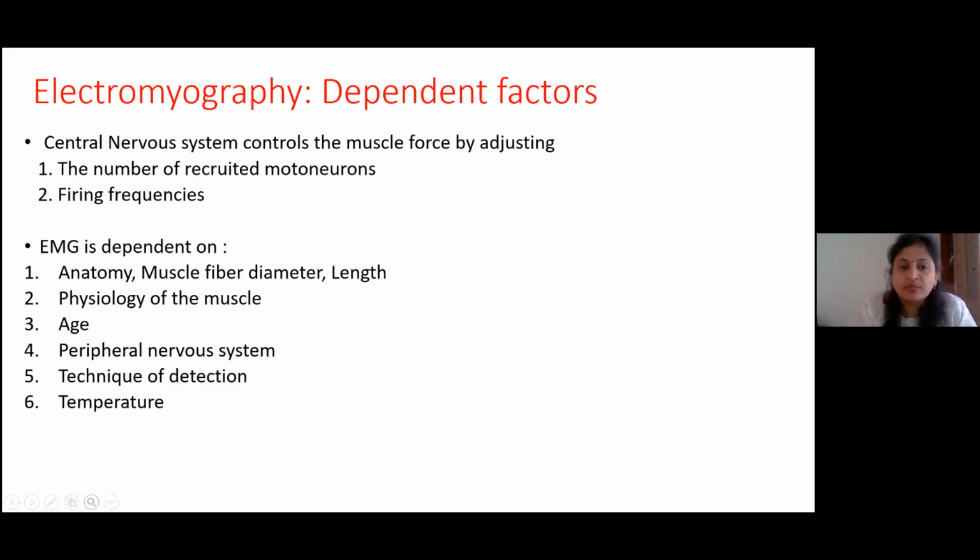EMG is dependent on multiple factors: anatomy of your muscle, muscle fiber diameter, length of your muscle fiber, physiology of the muscle, age of your muscle, the peripheral nervous system which is associated with the muscle, as well as the technique of your detection. EMG varies with the technique of detection as well. EMG varies with the temperature as well. If you're capturing the EMG signal at 24 degrees Celsius, it will give you some amplitude and frequency. If it is captured at 30 degrees Celsius, it will give you different values. So whenever you are acquiring the EMG, your body temperature should be maintained constant. So these 6 points are very, very important while acquisition of the EMG signal.